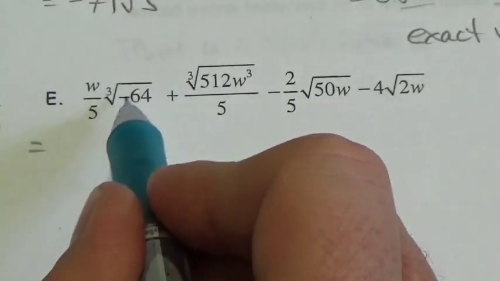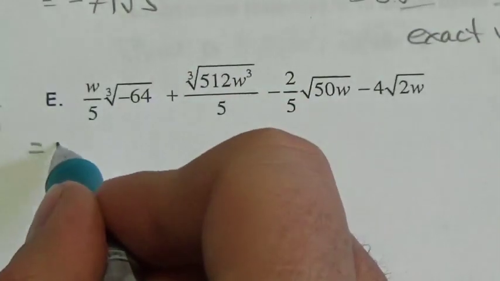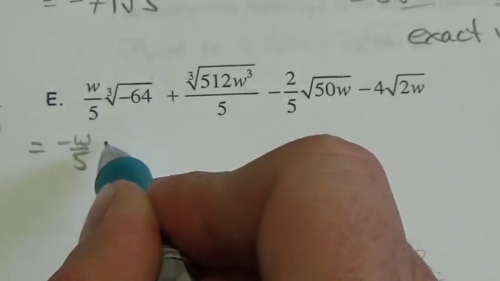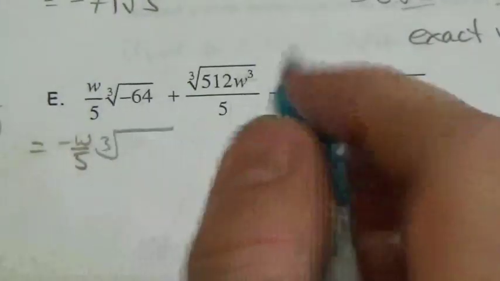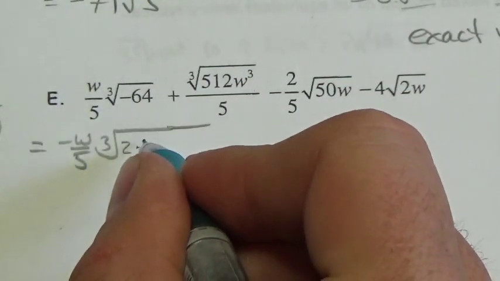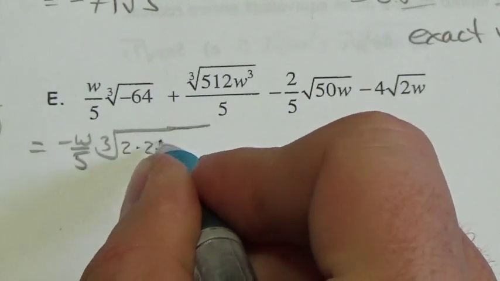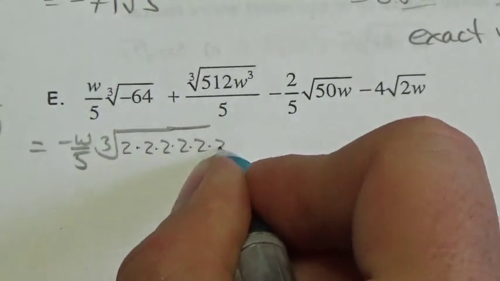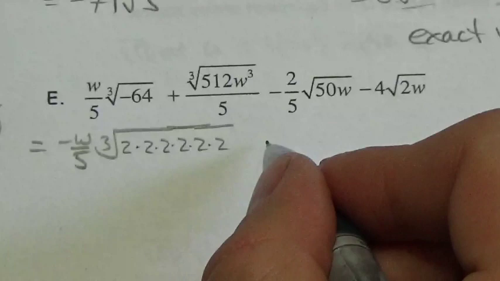Now, notice that I've got a cube root and I've got a negative in there. I'm just going to yank that negative out first. And then the cube root of 64. Well, 64 is 2 times 32. And I've already played with 32 enough to know that that's 1, 2, 3, 4, 5. There's a bunch of 2s in 32.